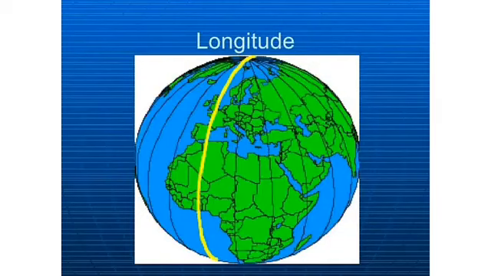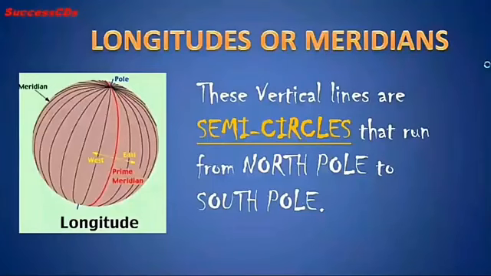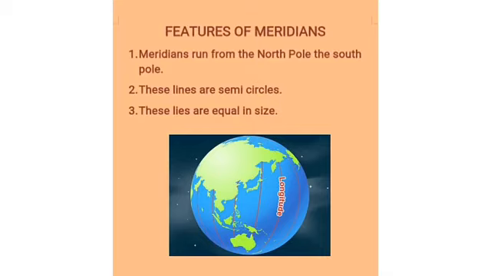The vertical lines on the globe are known as longitudes. These vertical lines are semicircles that run from the North Pole to the South Pole. Now we will know about the features of meridians.